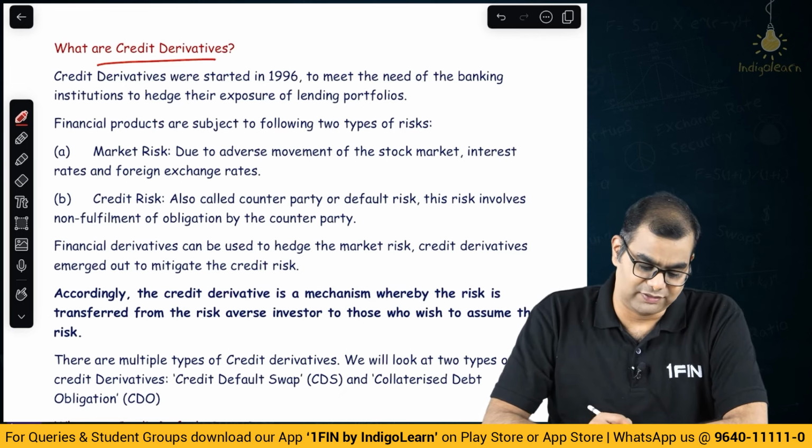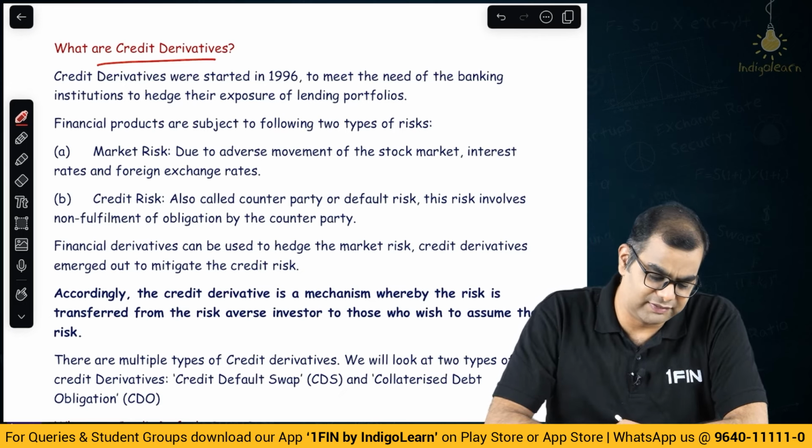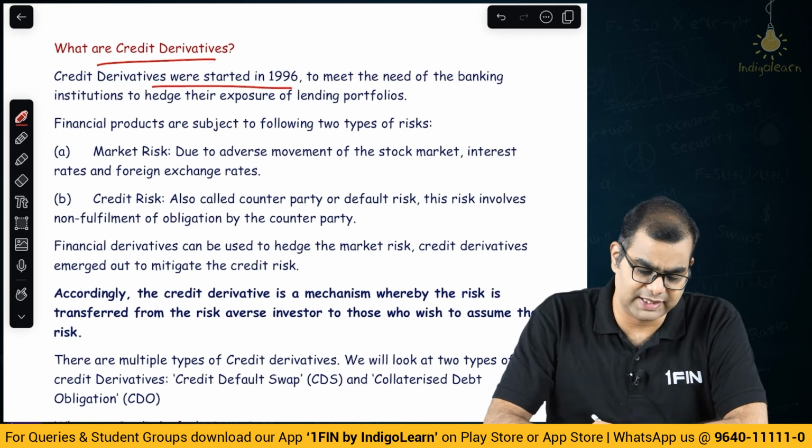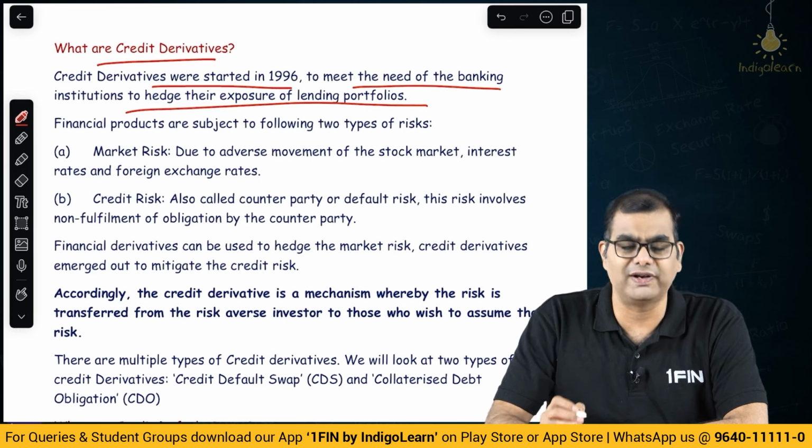Okay, first let us start off. What are credit derivatives? See, credit derivatives started sometime in 1996, and they were started to meet the needs of banking institutions to hedge the exposure of lending portfolios.